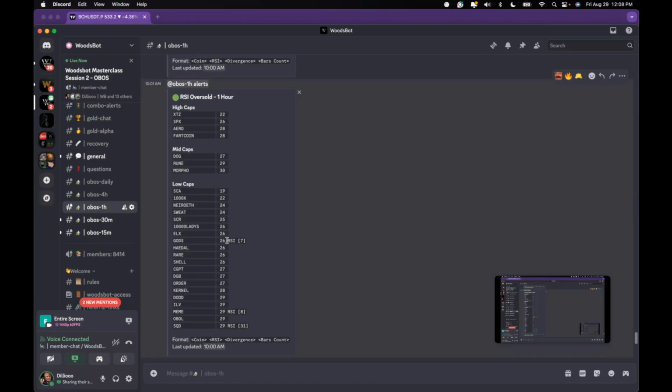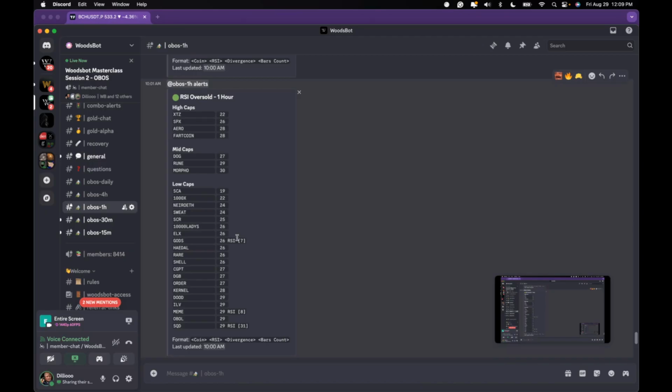Now you're going to see some that have this here, RSI 7, RSI 8, and RSI 31. When you see this, it's telling you that not only is the coin oversold on the 1 hour, but you also have an RSI divergence. This bot is extremely useful because if you have an RSI divergence in oversold or overbought territory, and anyone who was here in the last session or who uses RSI divergences knows how they work, the likelihood of that trade reversing is much, much higher than it just being oversold or overbought.